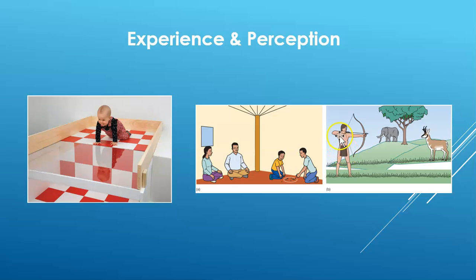Another example would be here. What is this archer shooting at? Is he shooting the elephant or is he shooting the antelope? So based on experience, we would say he's going to shoot the antelope because you can't really kill an elephant with one arrow. But if you didn't have any experience, then based on perception, it looks like he's pointing at the elephant rather than the antelope. So this is where experience can also come into play with your perception of how the world works, and help you understand different illusions as you get older.